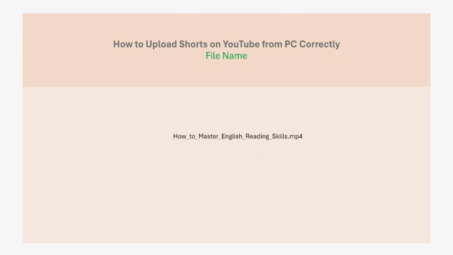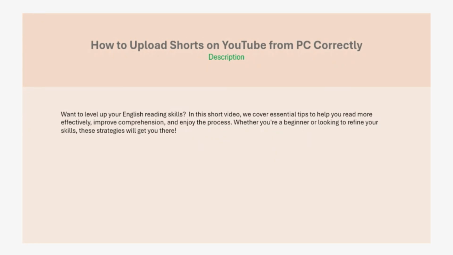You have to look at the file name. For example, my title is How to Master English Reading Skill. So this one is my file name, not my folder name, my file. And then make sure that you have a description. In your description you can see I have: want to level up your English reading skill. You need to have this, really important.